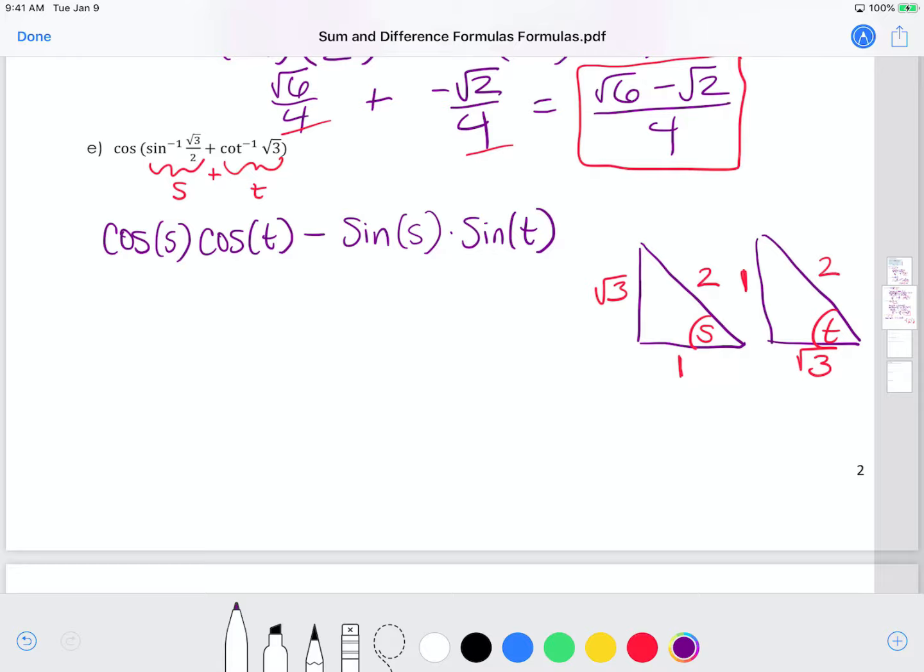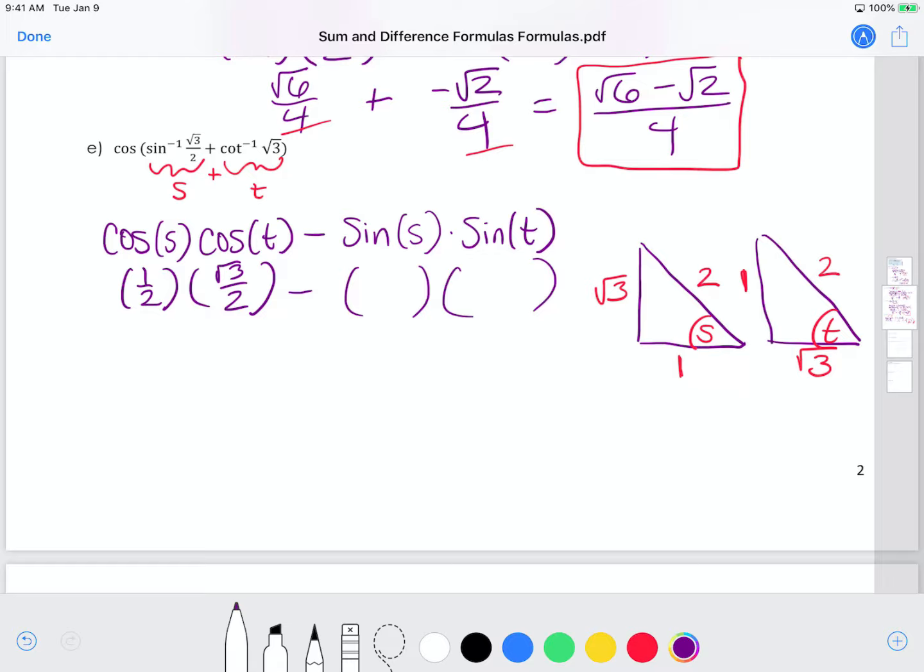So the cosine of S means I'm going to be looking at the triangle with the angle labeled as S. Cosine is adjacent over hypotenuse. So adjacent over hypotenuse would be 1/2. Cosine of T means I'm looking at the triangle labeled with the angle T. And again, cosine is adjacent over hypotenuse. So that's going to be the square root of 3 over 2.